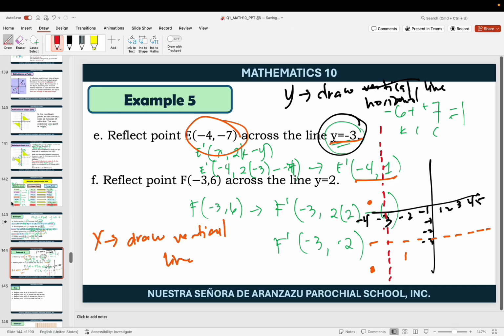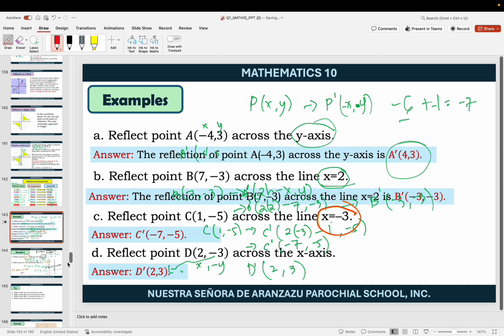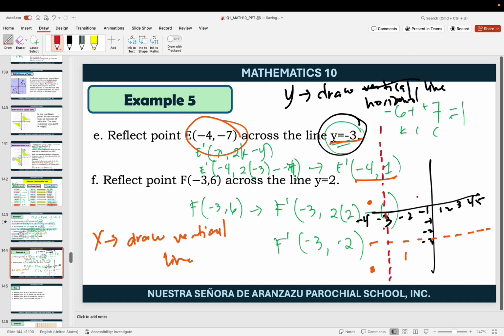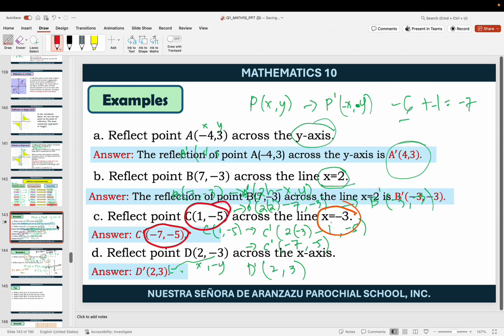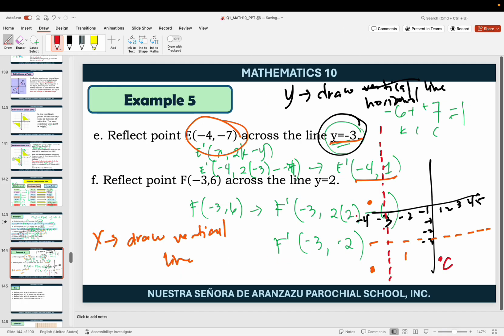So, if we're going to plot, so yung given na point, C is 1, negative 5. Then yung reflected point niya is negative 7, negative 5. So, 1, negative 5. So, ito yun. Let's assume na nandito siya. Then, yung C prime is negative 7, negative 5. So, nandito siya. So, kumbaga, itong C prime tsaka C, merong separated line, which is the line of reflection of x is equal to negative 3.